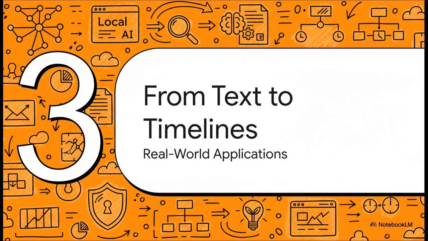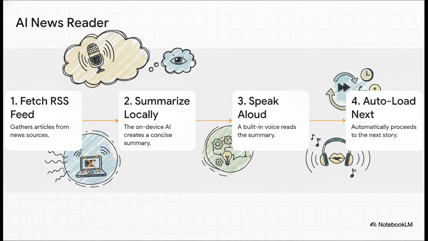Okay, so with this powerful set of tools at our fingertips, what can we actually build? Let's dive into some real-world examples that combine these different AI skills in some pretty creative and, honestly, super useful ways. Okay, here's a fantastic first example, an AI newsreader. The process is so simple, but it's really elegant. The app just grabs articles from a newsfeed, the on-device AI whips up a quick summary for each one, then a synthetic voice reads that summary out loud to you, and when it's done, it just moves on to the next story.